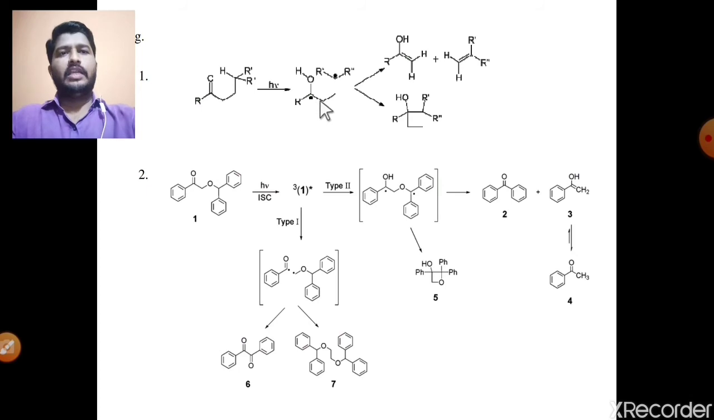Then there is a cleavage of the bond between the alpha carbon and the beta carbon. It finally gives this enol molecule and an alkene. The enol, on tautomerization, gives a carbonyl compound, either an aldehyde or a ketone molecule.